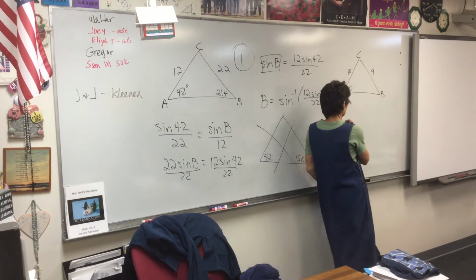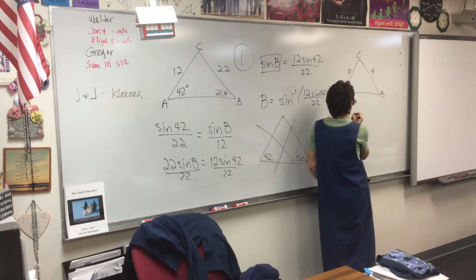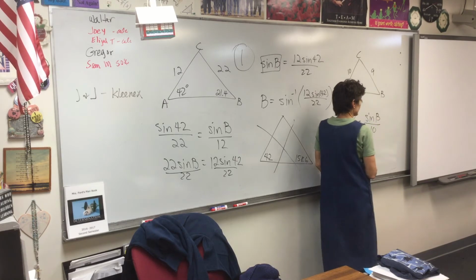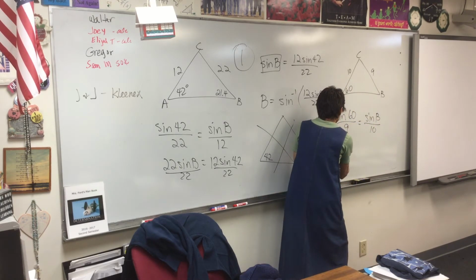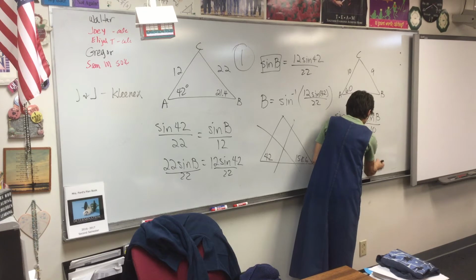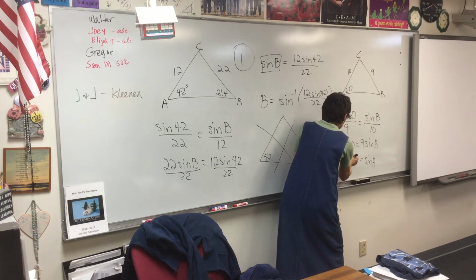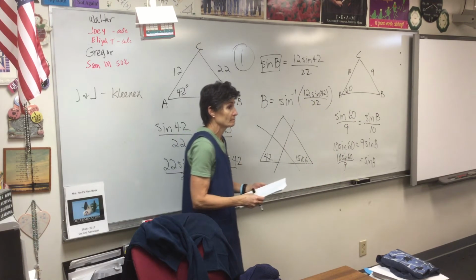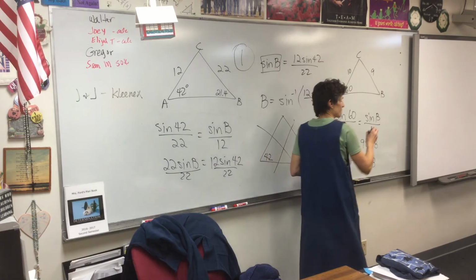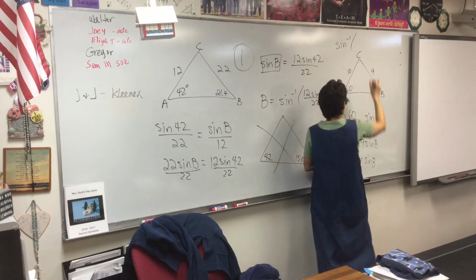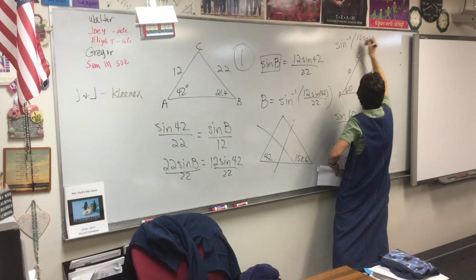So what's my setup? Sine 60 over 9 equals sine B over 10. So 10 sine 60 equals 9 sine B. And sine B is 10 sine 60 over 9. All right, well I figured out the problem. So what I'm going to type into my calculator is second sine of 10 sine 60 over 9.